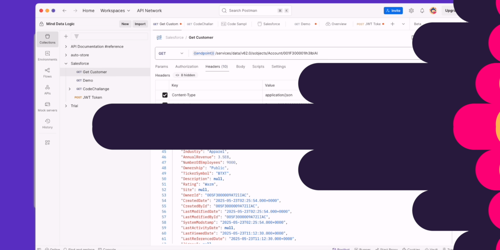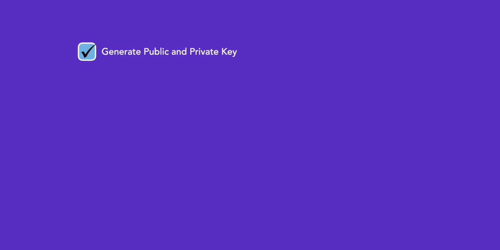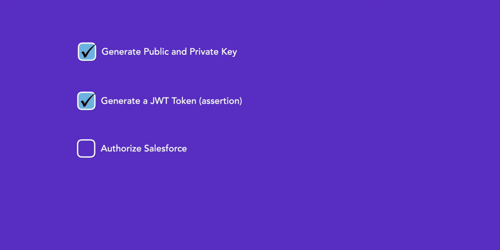So this concludes our video. In this video, we have successfully managed to generate a public and private key, generate a JWT assertion, authorize Salesforce with the JWT assertion, and get data from Salesforce.